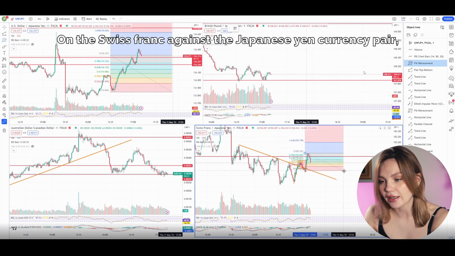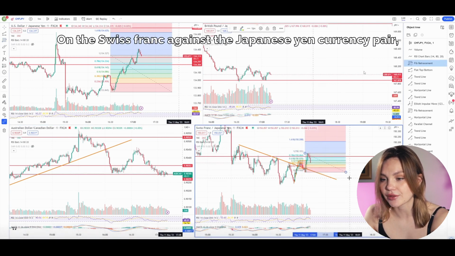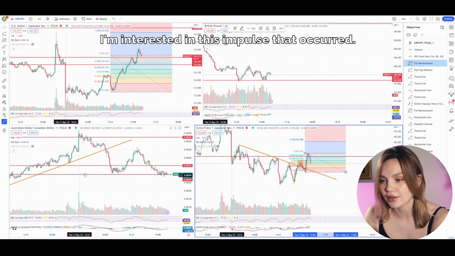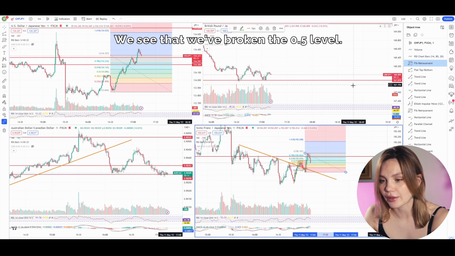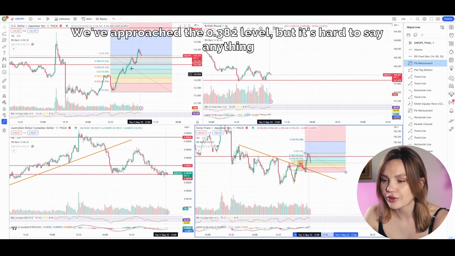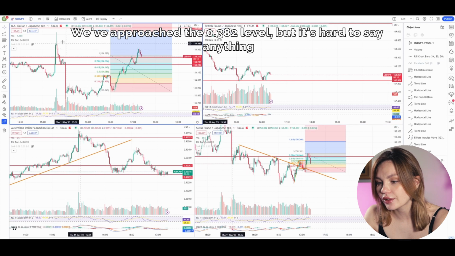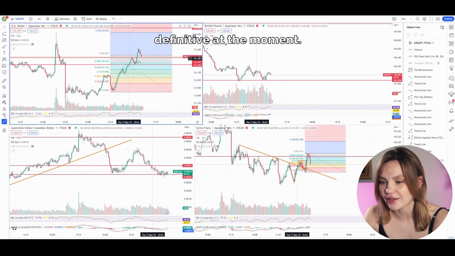On the Swiss franc against the Japanese yen currency pair, I'm interested in this impulse that occurred. Let's draw a Fibonacci line. We see that we've broken the 0.5 level. We've approached the 0.382 level, but it's hard to say anything definitive at the moment.